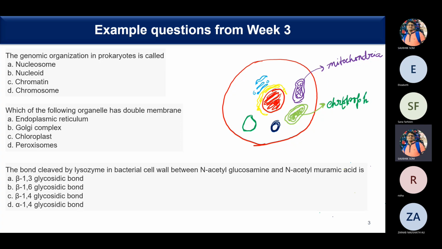We will have chloroplast, correct? So chloroplast is the correct option here. Now we have the next question.